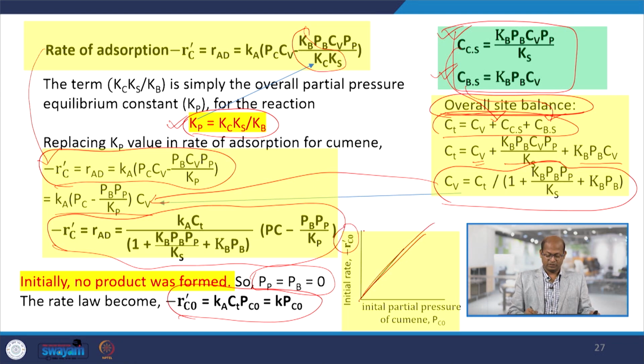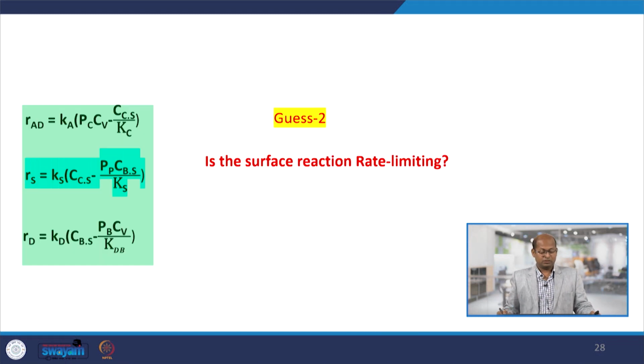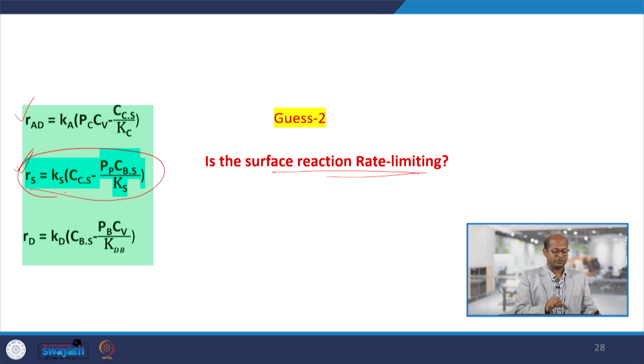If we plot initial rate of cumene concentration with respect to the partial pressure of the cumene, it would increase linearly. So, that was guess 1, meaning earlier we considered this one as the rate determining step. Now, surface reaction is the rate limiting step. So, we have to focus on this as our guess 2, that this reaction is the rate limiting step.